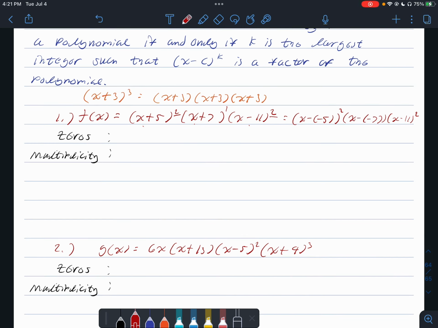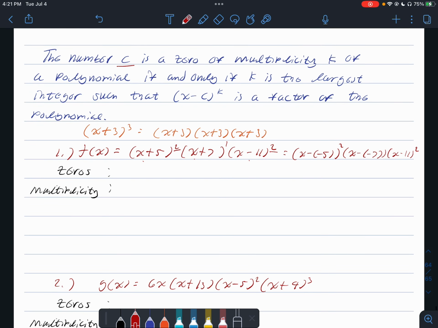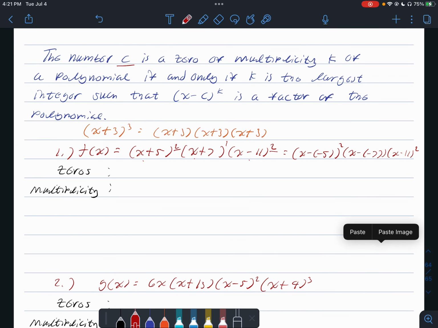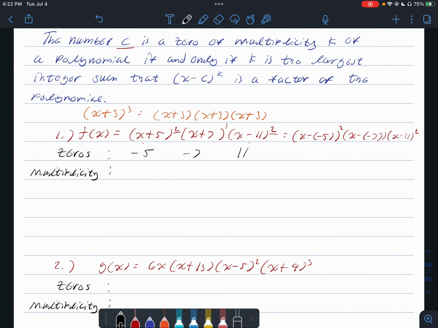Therefore, our zeros, the number c, in this form are x minus negative 5, so our zeros are going to be negative 5, negative 7, and 11. You can check this by plugging in negative 5, negative 7, or 11 and seeing what you get for f of x. If you plug in negative 5, you get negative 5 plus 5, which is 0, and it doesn't matter what the other factors are because the whole thing is going to be equal to 0. So these are the zeros for your function.